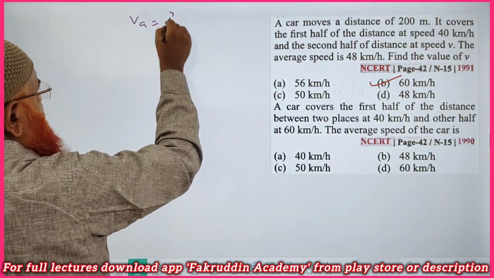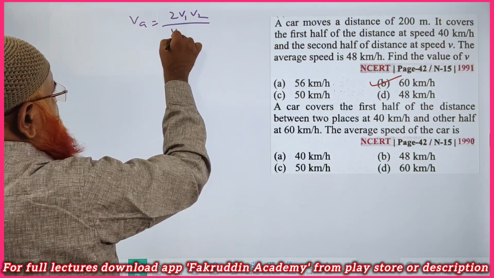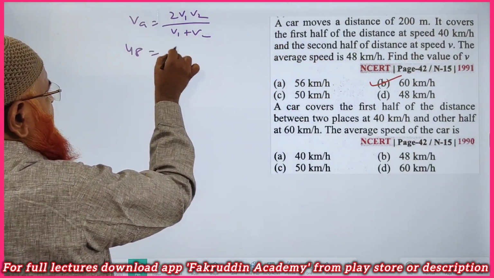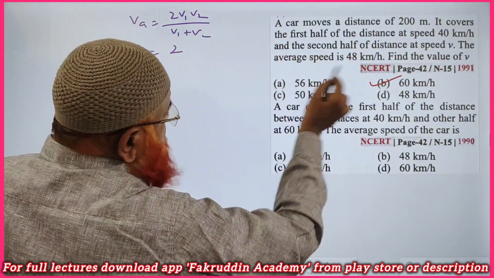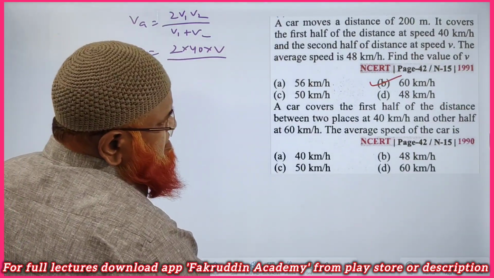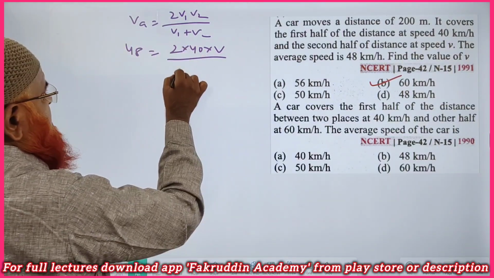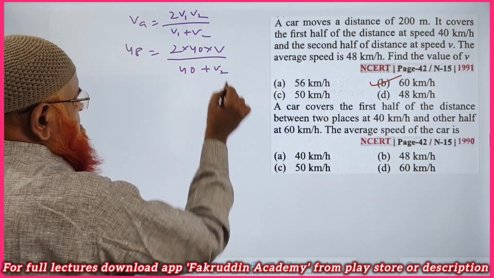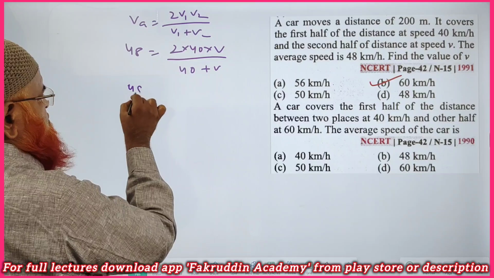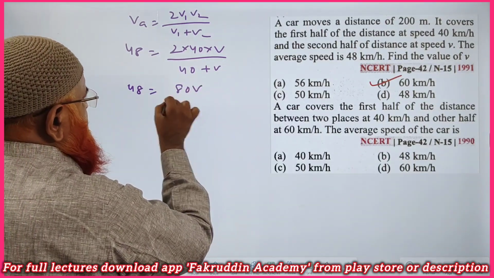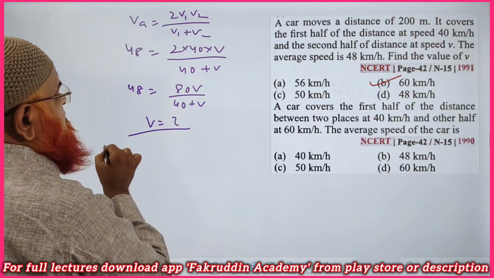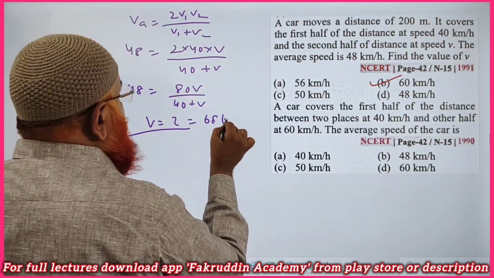We know the general formula is 2v1 v2 by v1 plus v2. V average is given as 48 and v1 is given as 40. So 2 into 40 into v, which is not given to us. We have to find out that v, and this is 40 plus v2, where v2 is given as v. Okay, so you have to simplify this. 48 equals 80v by 40 plus v. If you cross multiply, you will be getting the value of v as 68 kilometers per hour.